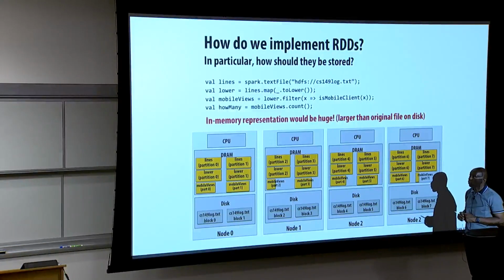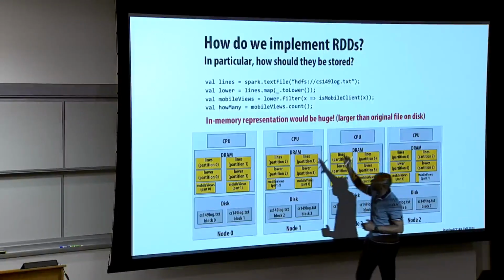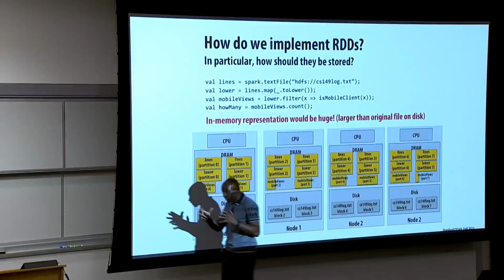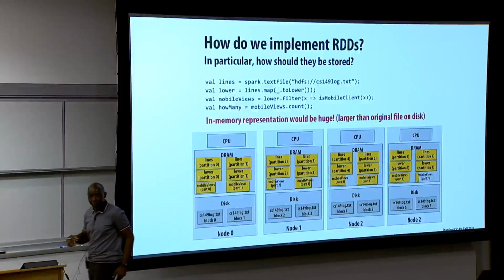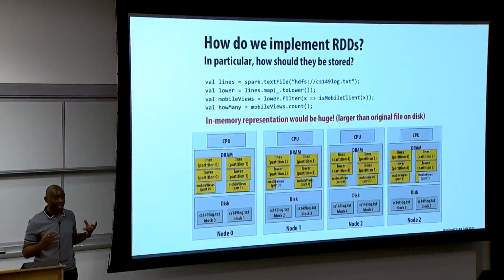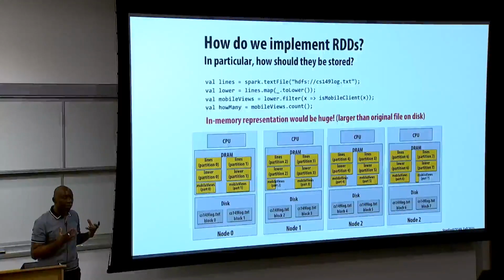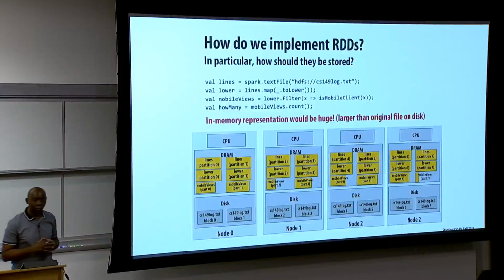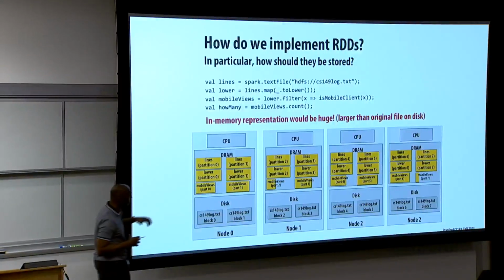And so the question is, how can we implement this data parallel RDD abstraction in an efficient way, such that we minimize the use of memory, but we still keep all of the fault-tolerant capabilities that we want?